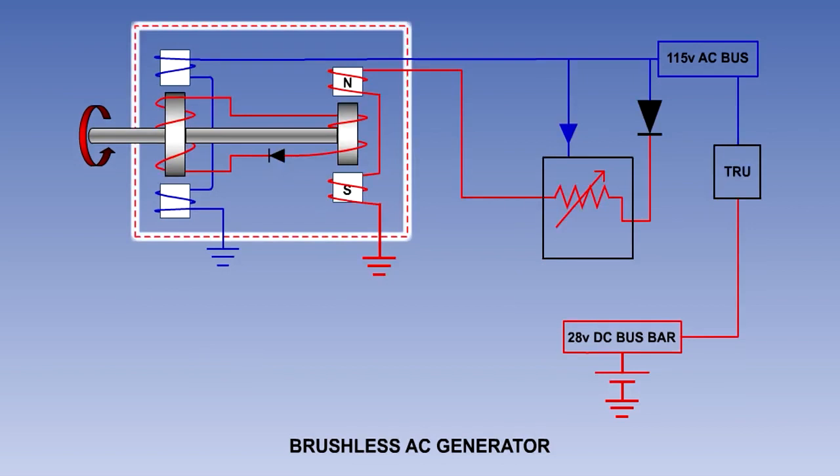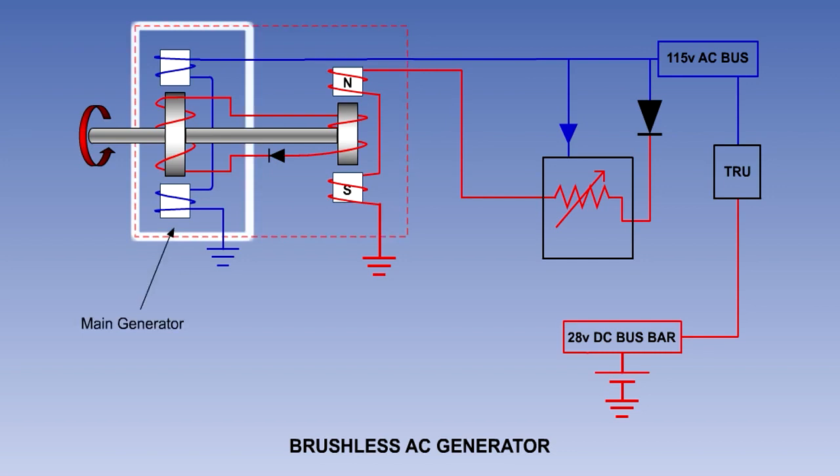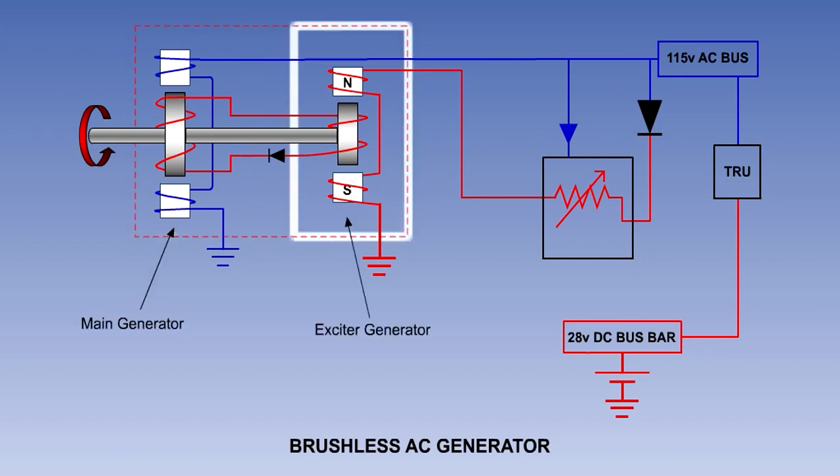A brushless AC generator consists of two generators: the main generator with a rotating field and an exciter generator with a rotating armature on the same shaft. The purpose of the exciter generator is to provide a current for the main generator rotating field, without the need for slip rings and brushes.